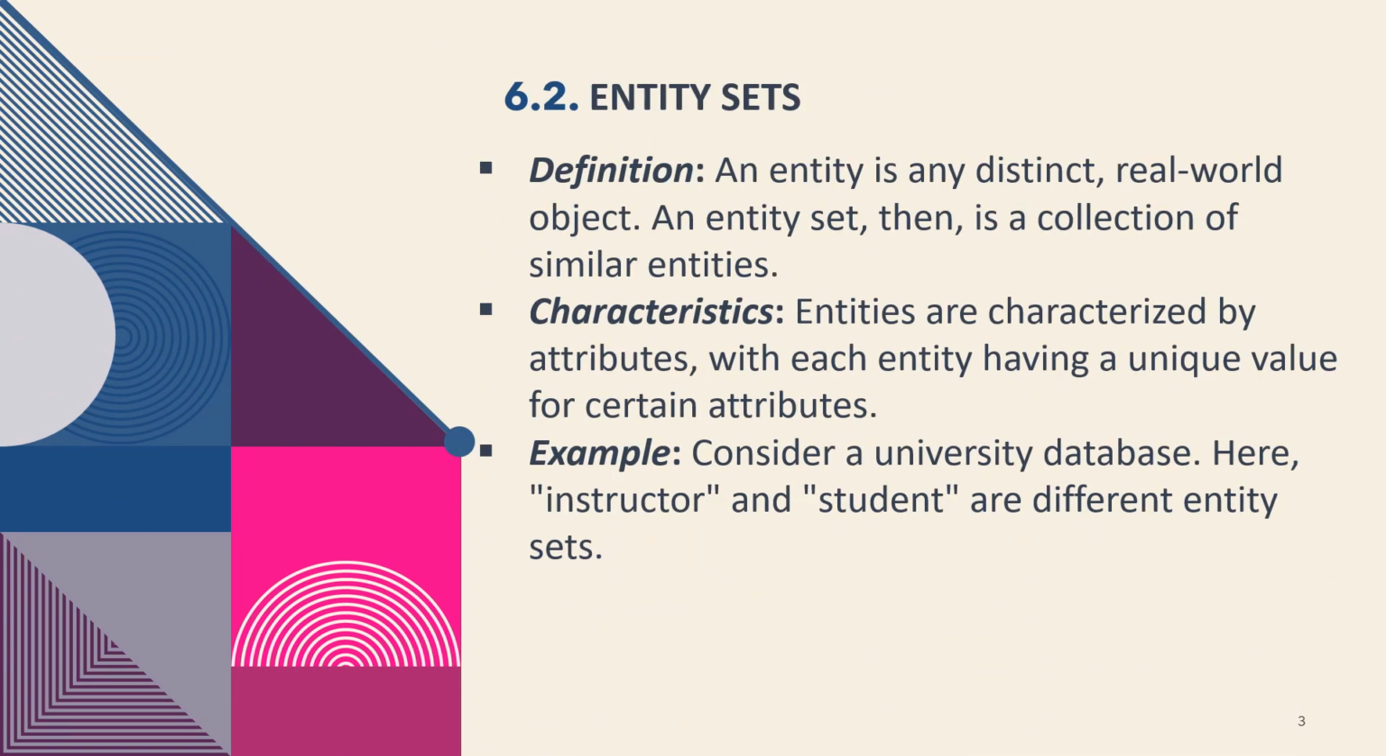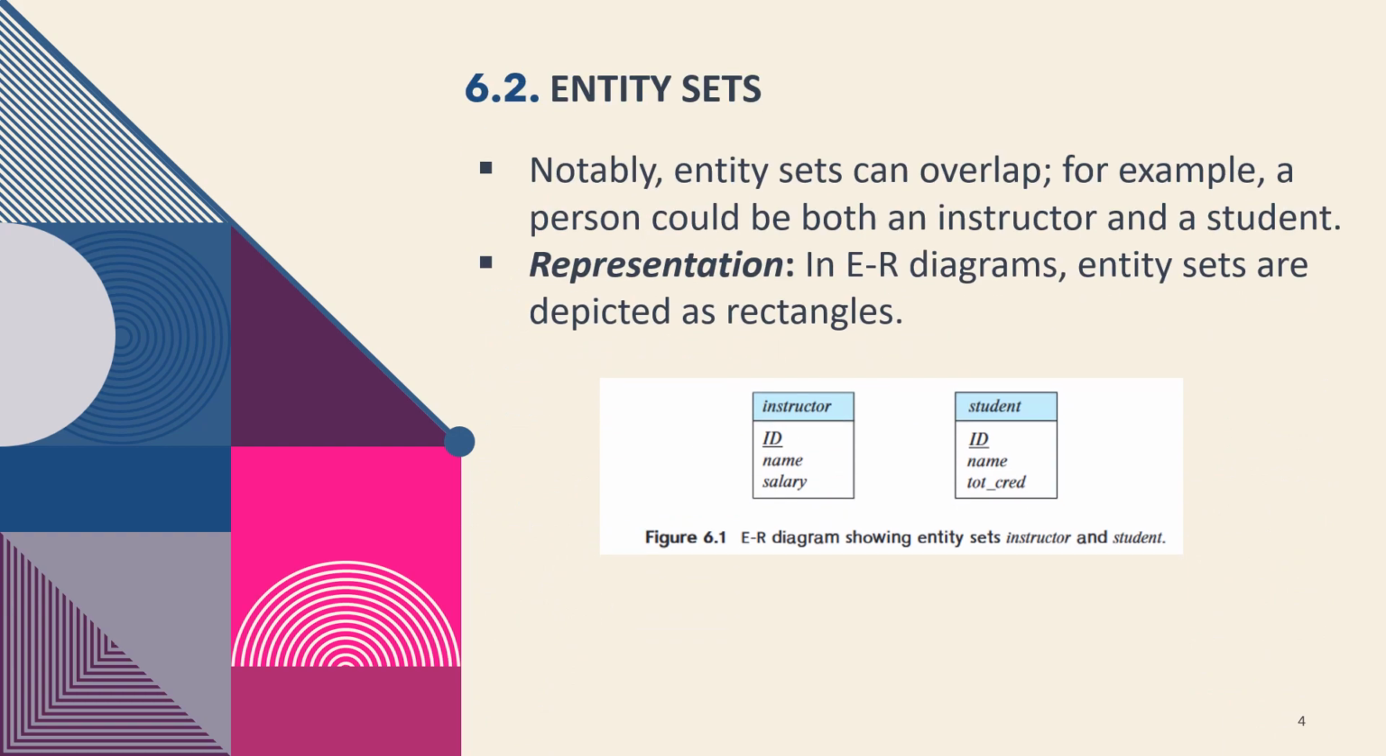Let's begin with a definition. What exactly is an entity? An entity is a distinct, identifiable real-world object, and an entity set is a collection of similar entities. Entities have attributes that give them unique qualities within their set. For example, in a university database, instructor and student are different entity sets, each with unique attributes like ID numbers and courses. Understanding entity sets is vital for data modeling in the ER framework.